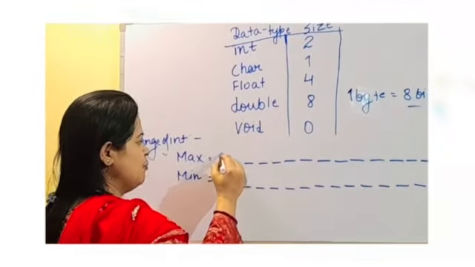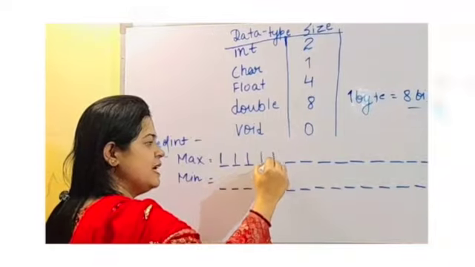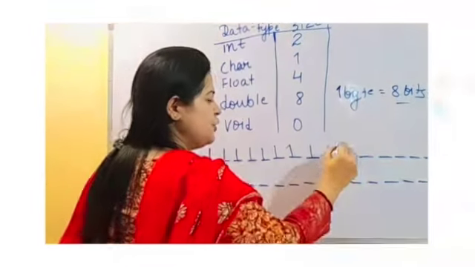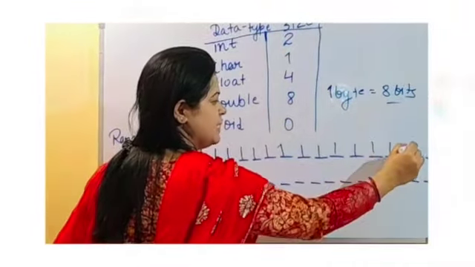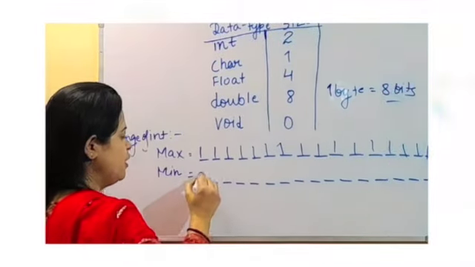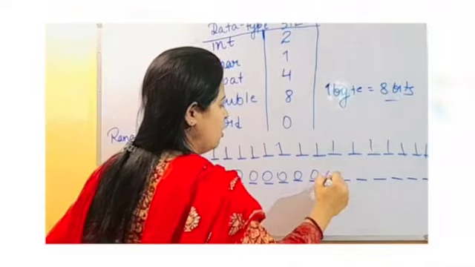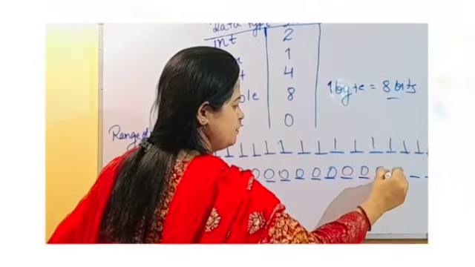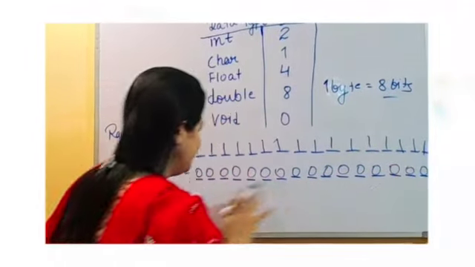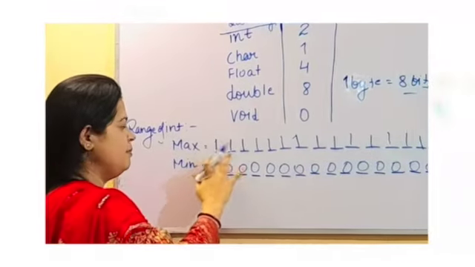So for maximum, what can happen? All the bits are on, or all the bits are true. For minimum, we can say all the bits are off, or all the bits are false. Nothing can be minimum like this and nothing can be maximum like this.